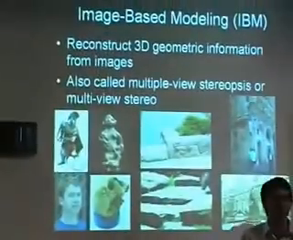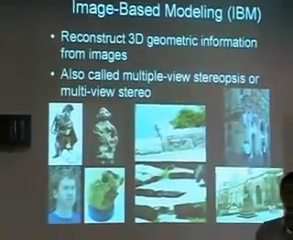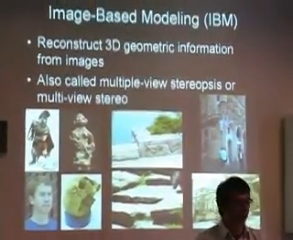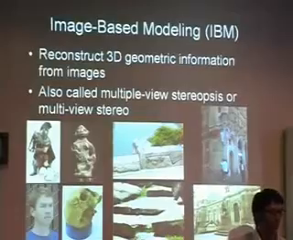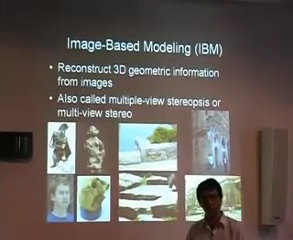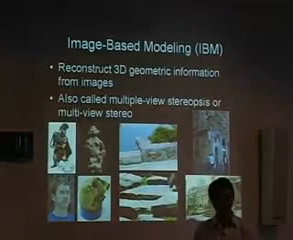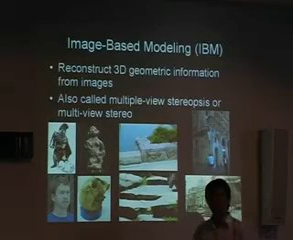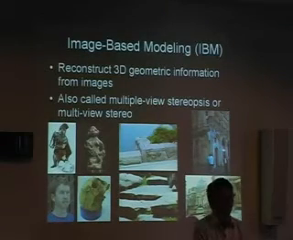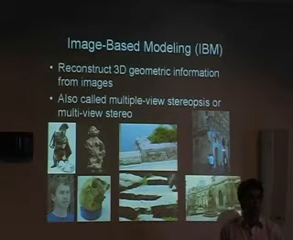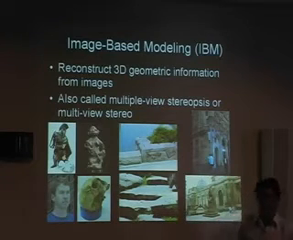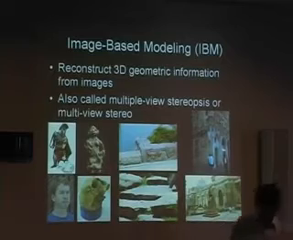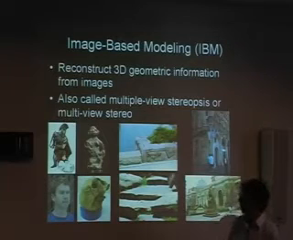So what is image-based modeling? Well, it's about reconstructing 3D geometric information from images. There are many different kinds of computer vision algorithms that use images to do 3D reconstruction. But our problem is often called multiple view stereo or multi-view stereo, which is just one category of image-based modeling methods.